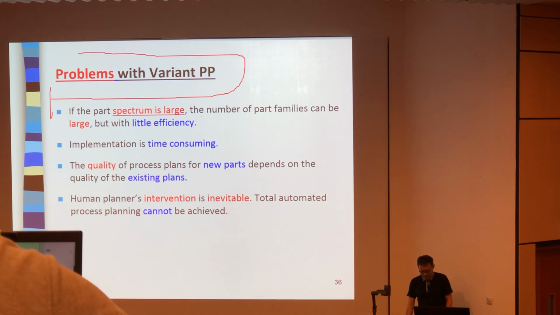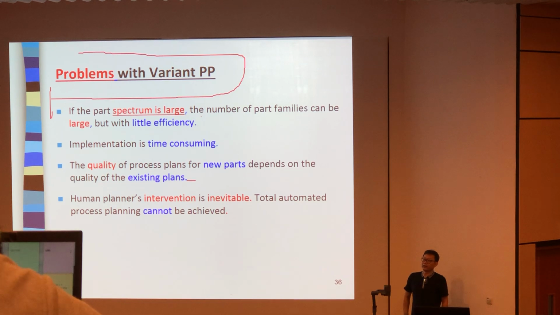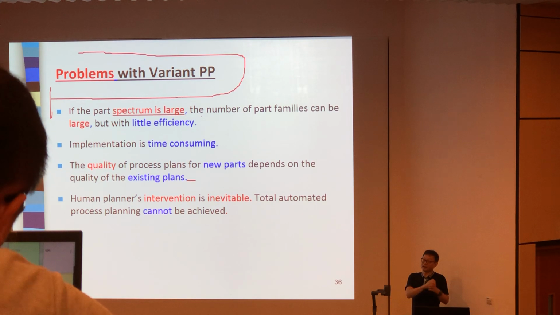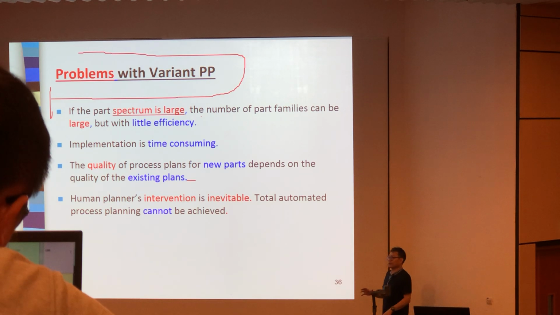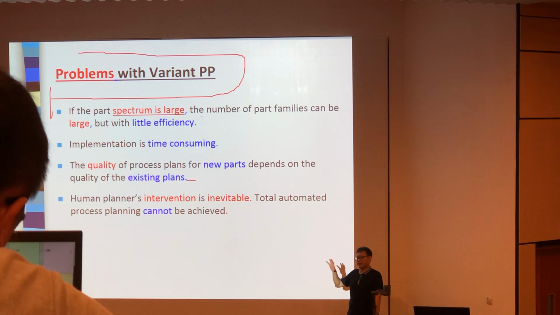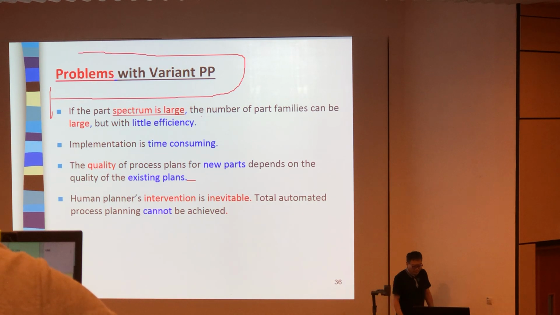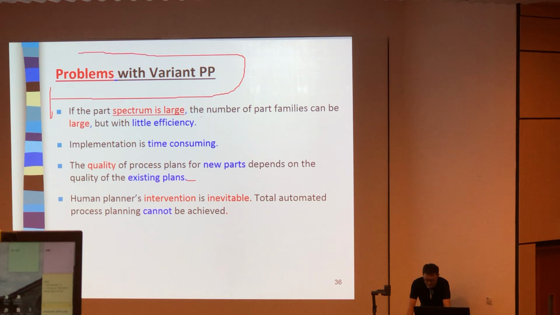And number three is the quality of the process plan for new parts depends on the quality of the existing plans. Why is that? Remember when we create the standard plan for each part family, the standard plan is based on the existing plans. So the quality of the existing plans is inherited by the standard plan. So if the quality of the existing plan is good, then the standard plan should be good as well. Otherwise, you would inherit the problems of the existing plan.